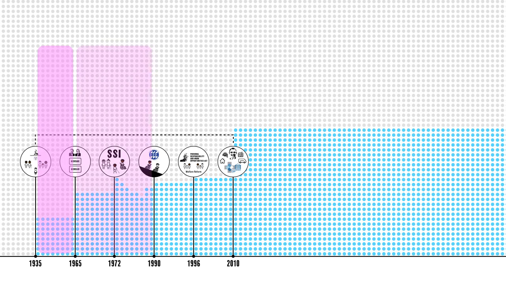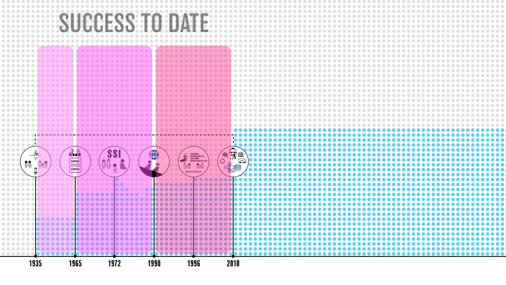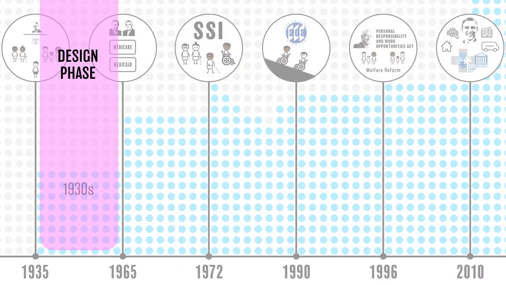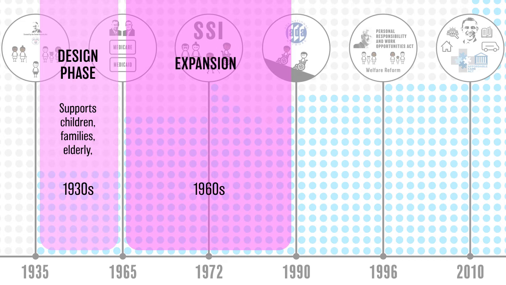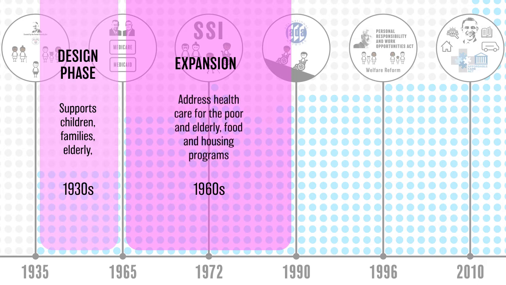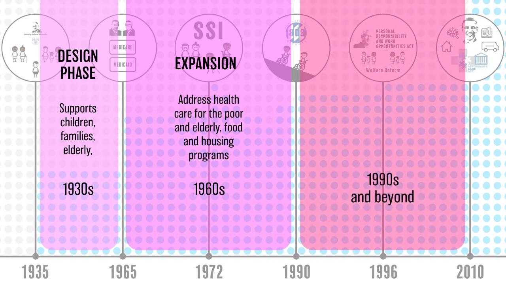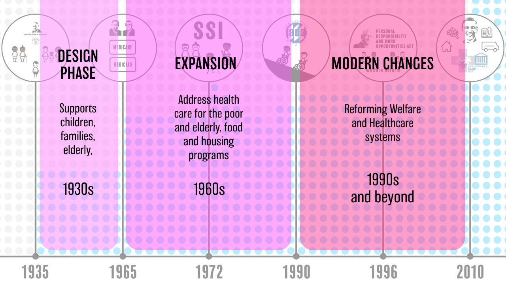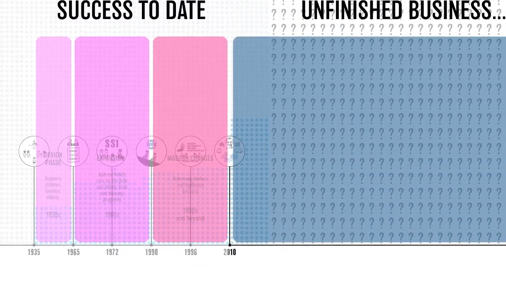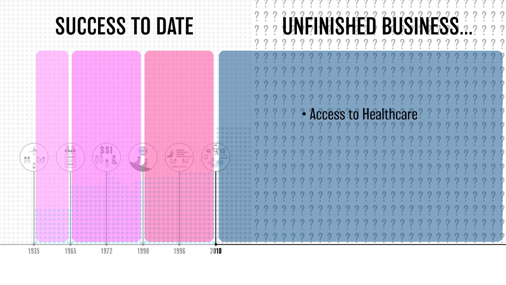As described, our social safety net has been designed, expanded, and strengthened over the past 80-plus years to address the unmet needs of children, families, and the elderly. The design phase of the 1930s included, for the first time in our nation's history, government supports for children, families, and the elderly. By the 1960s, the expanding economy and the changing civil rights environment provided new opportunities to address healthcare for the poor and elderly, food and housing programs, and many others. By the 1990s and beyond, we passed the most sweeping legislation since 1935 related to reforming both our welfare and healthcare systems. However, there is much unfinished business in the years ahead when it comes to increasing access to healthcare, providing living wages, developing affordable housing, and serving the undocumented.